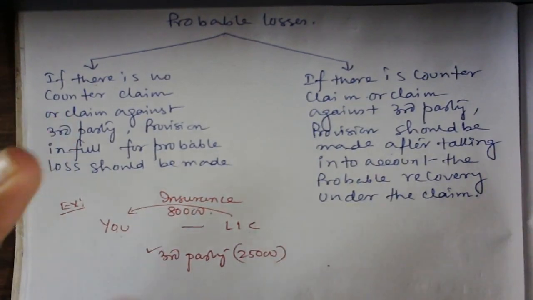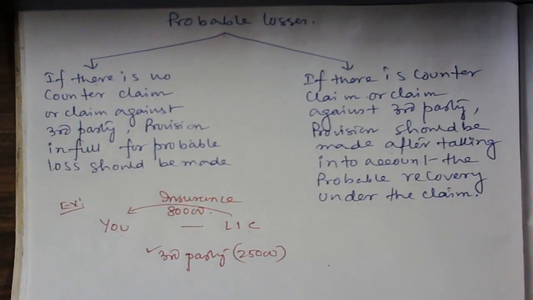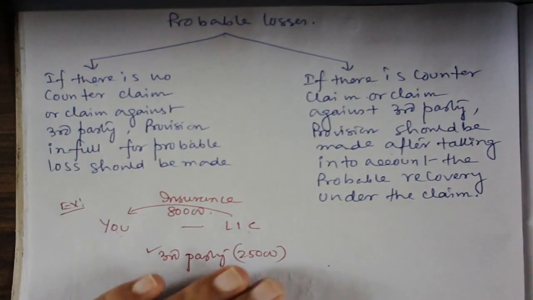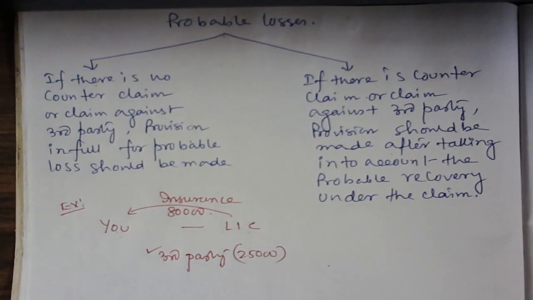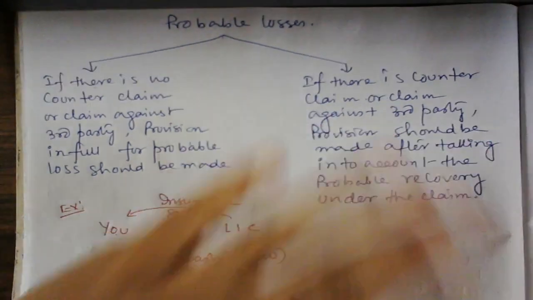So let's say the final hospital bill comes to 50,000 and you only receive 25,000 from the third party on behalf of LIC. So the remaining 25,000 is your payment. For those 25,000, you have to make a provision before the hospital bill is realized. Samjhe? Yes, second wala case.